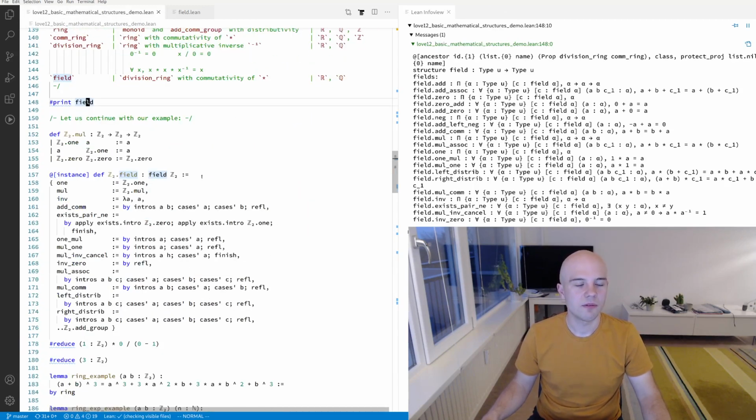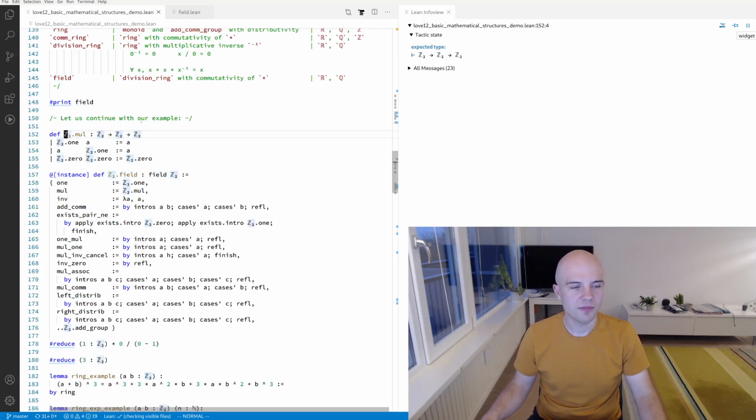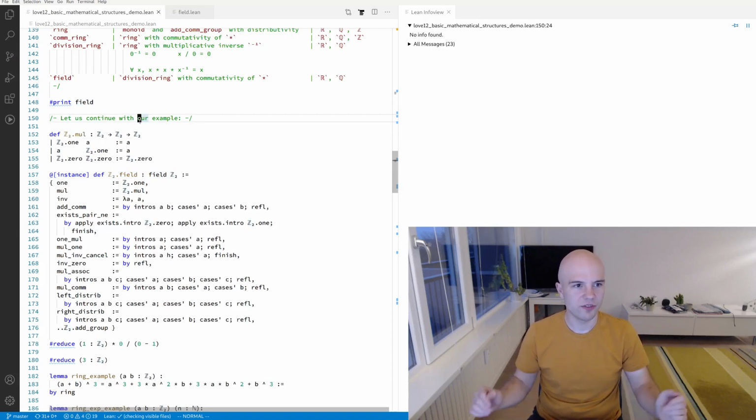Okay, so in the last video, we had an example with the integers modulo 2. So this type is Z2. And now let us also define a multiplication on it and turn it into a field. So this is the smallest field. It's the field with two elements.